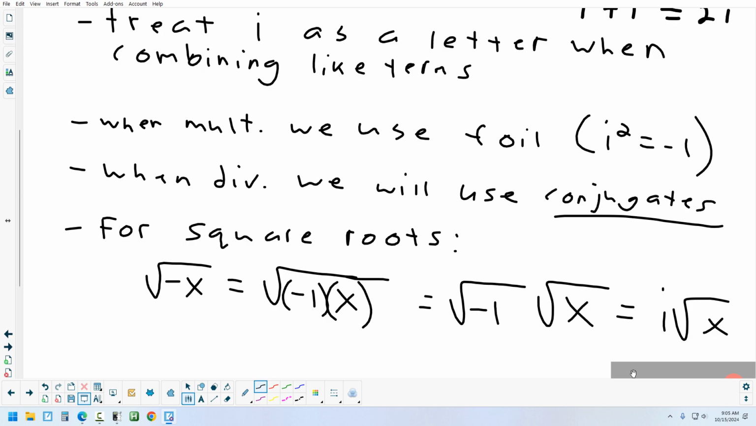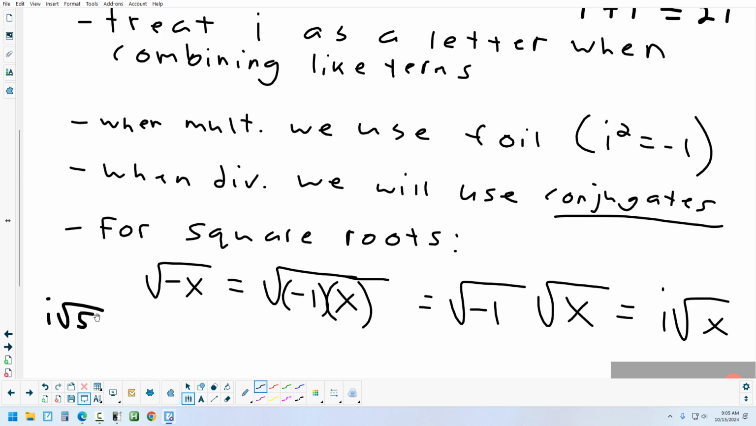So kind of the big idea here is when you have a negative under a square root, it comes out in front as an i. Okay? Now the notation when we write something like this, if you have a root, you generally put the i in front of the root. So let's say you had i square root of 5. That is a proper way to leave the final answer.